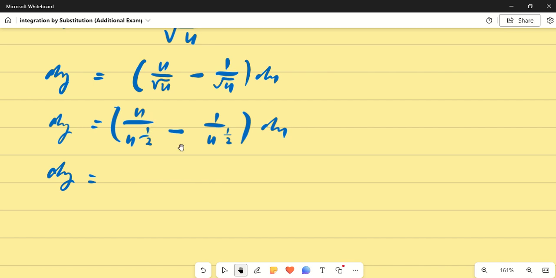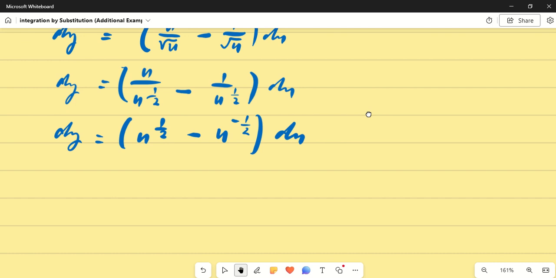We just subtract the exponents. So the result is, of course, u raised to 1 half minus u raised to negative 1 half. Okay, as you can see here, your expression is in the denominator. So in order for us to apply basic integration techniques, you need to write your 1 over u raised to 1 half as u raised to negative 1 half. And of course, don't forget your du here.